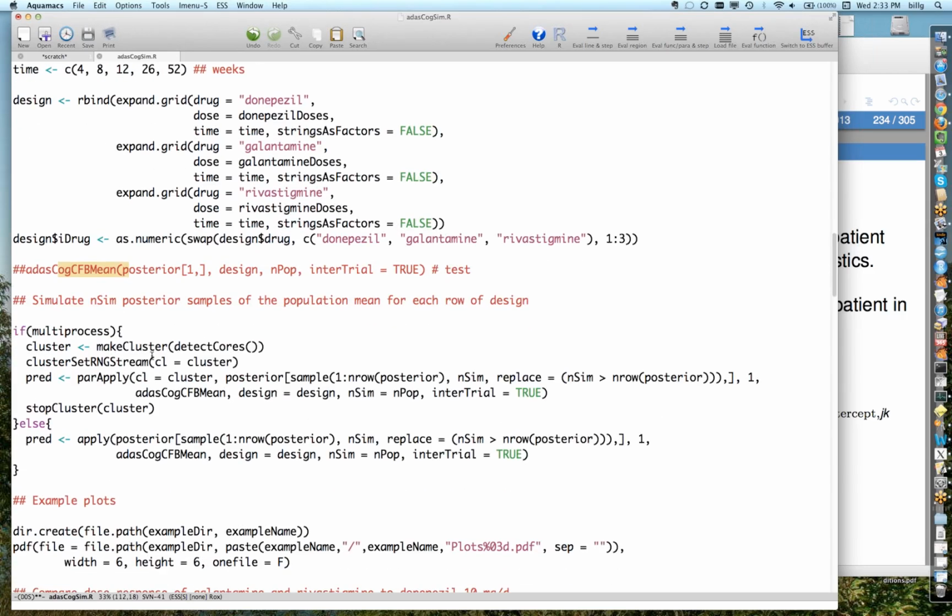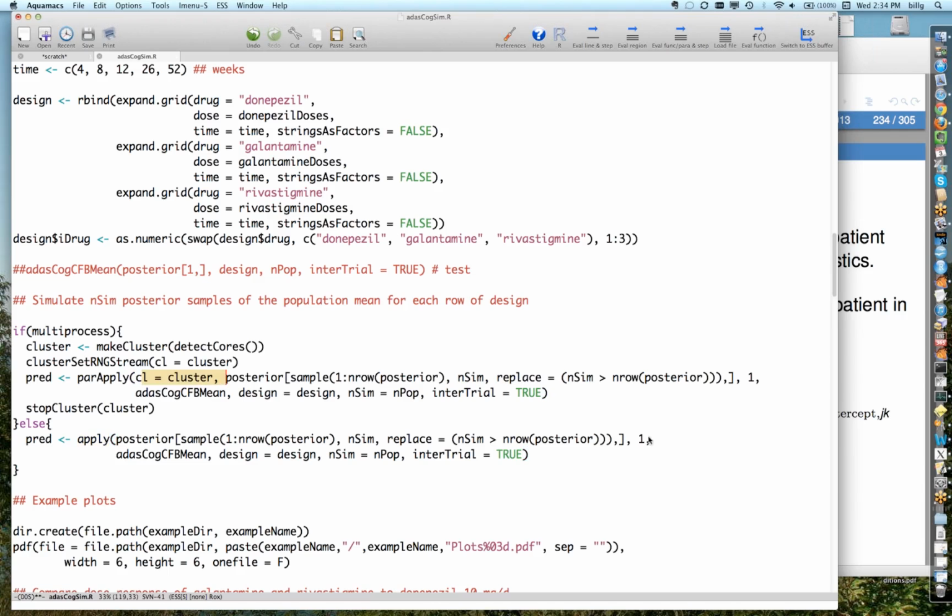And then finally doing the simulation happens right here. This if-then-else block is basically lifted right out of the examples that we've done before, where if you're using the multiprocessor, it sets up the cluster and uses the parApply function, whereas if you're not doing that, it just uses a standard apply function. The syntax is almost identical for those, other than that you have to introduce this cluster specification argument in the case of parApply.